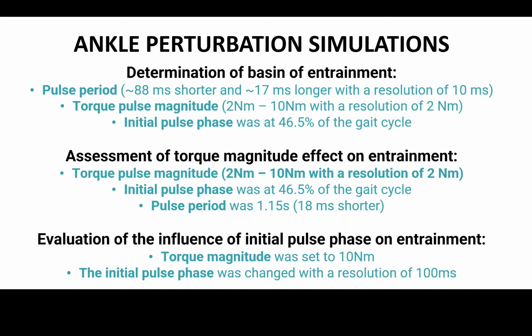In order to assess the entrainment of the model to ankle perturbations, we did 3 sets of simulations. The first one focused on determining a basin of entrainment. Here we varied pulse period and torque pulse magnitude while keeping the initial pulse phase the same. The second one focused on assessing the effect of torque magnitude on entrainment. Here we altered torque pulse magnitude while keeping pulse period and initial pulse phase the same. And thirdly, we evaluated the influence of initial pulse phase on entrainment. The initial pulse phase was changed with a resolution of 100 milliseconds.